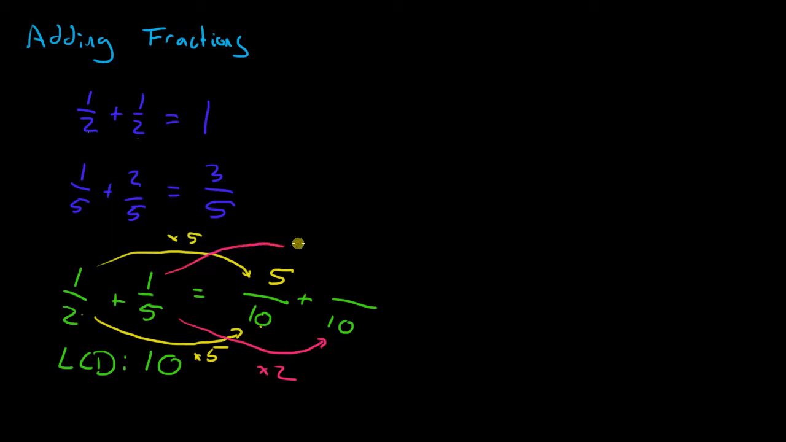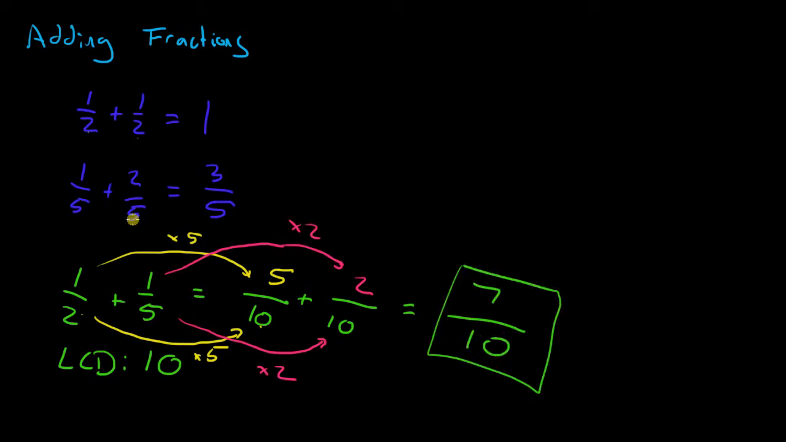So what do we have to multiply by here? Times 2. 1 times 2 is 2. Now we have common denominators, which makes us happy. So we have 5 plus 2, which is 7 over 10. 7 over 10. There you go. There's our answer. Let's do another one.